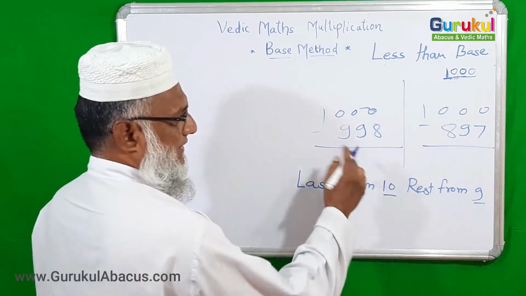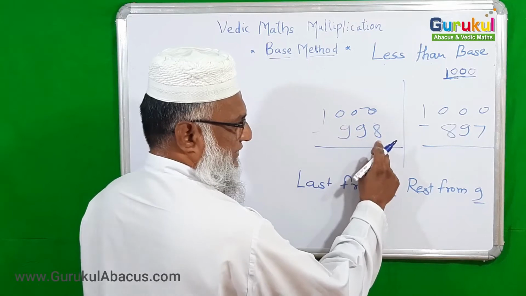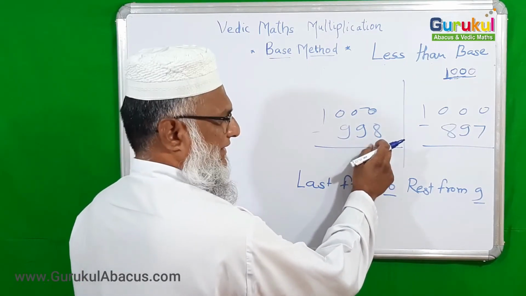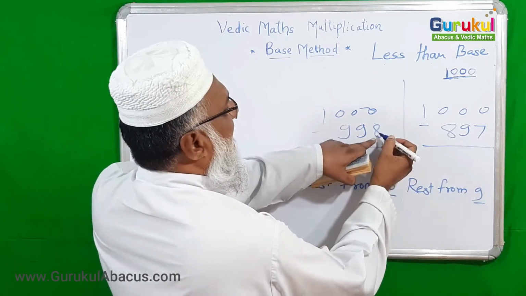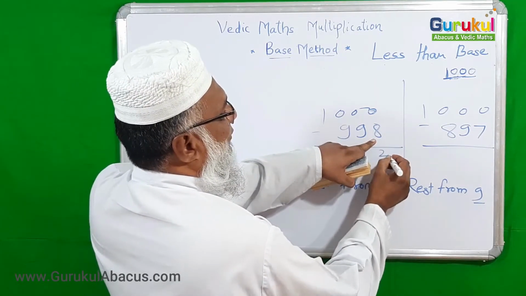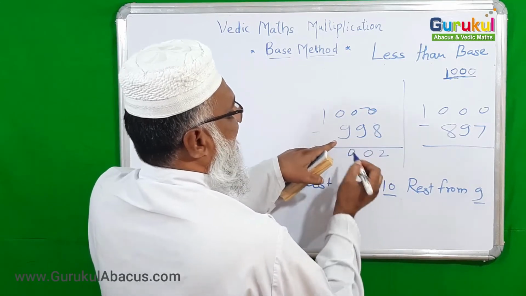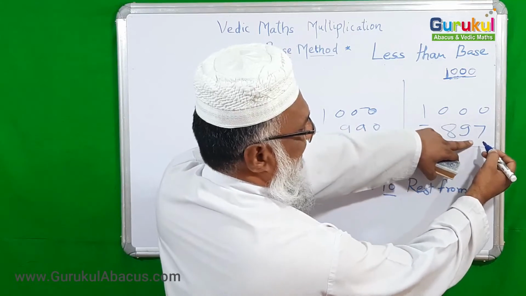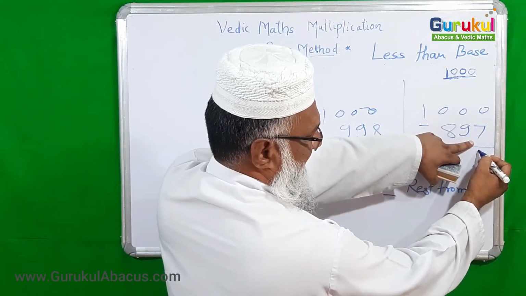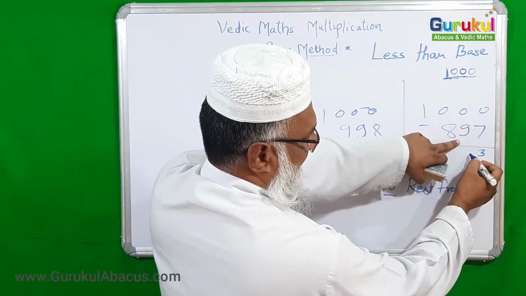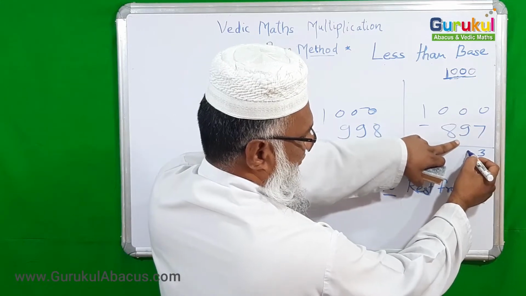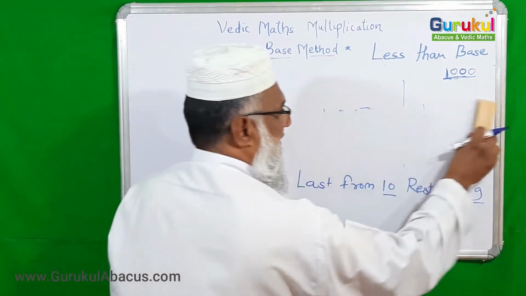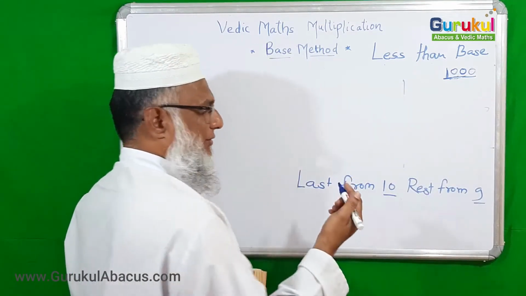Okay, it means the last digit should be subtracted from 10 and the rest of the digits should be subtracted from 9. That we can easily do mentally. 10 minus 8, 2. 9 minus 9, 0. 9 minus 9, 0. Answer 002 we got there. Here also the last digit from 10. So 10 minus 7, 3. The rest from 9. So 0, 1. Okay, by taking a big example you will understand very carefully, very properly.